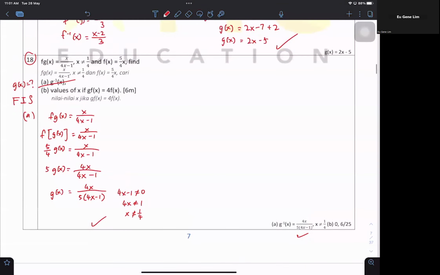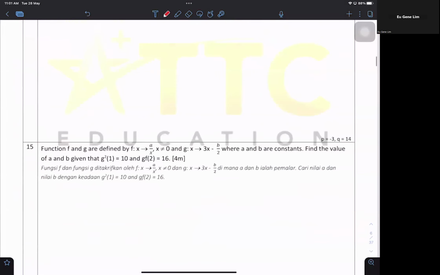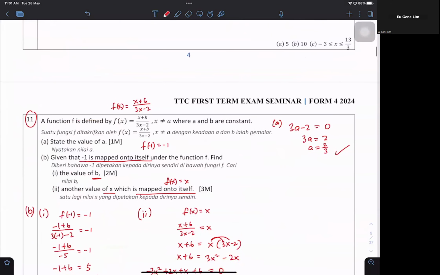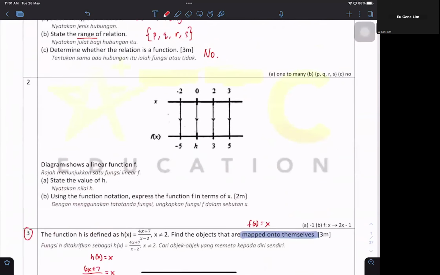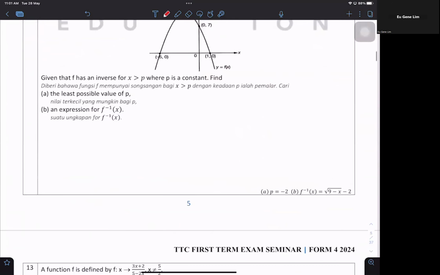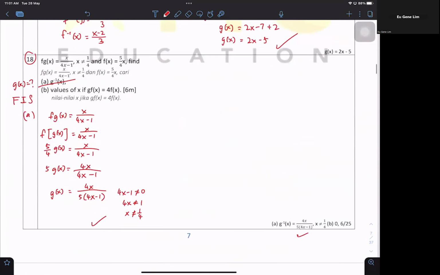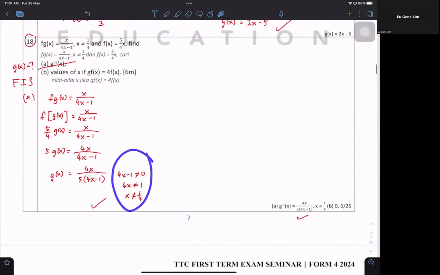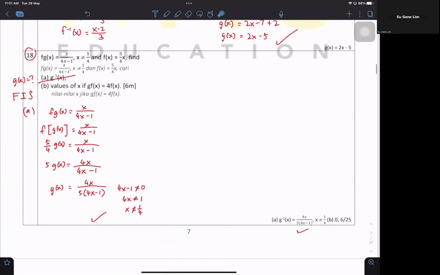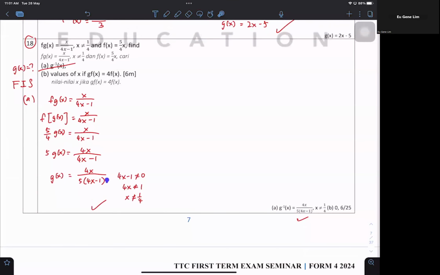Just now, all the questions that we did are no fraction. Must remember to do this. After you found the answer, the bottom part cannot be zero.